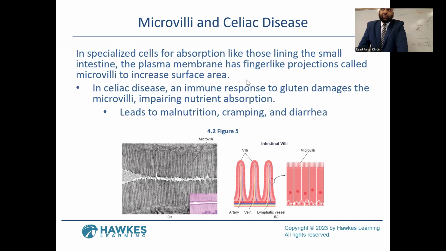Are we clear? So what happens in celiac disease? You have an immune disease where there is hypersensitivity to gluten, and your immune system is going to secrete antibodies that are going to destroy the lining of the intestine. So why do we have evaginations like that in the microvilli? Do you see the microvilli here? Why do we have a lot of them? It's not for movement, it's to increase the surface area.